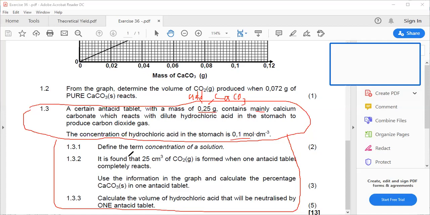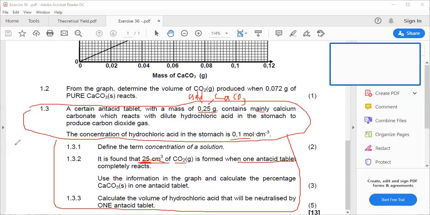What else do we know? We know that 25 cubic centimeters of carbon dioxide is formed when one antacid. So all of this is talking about one antacid tablet. 25 cubic centimeters of carbon dioxide is produced. Can we use this, because this information is at our disposal, to find the number of moles? How are we going to find the number of moles?